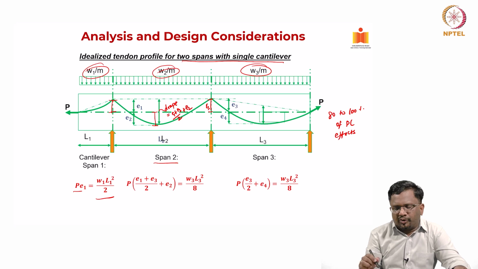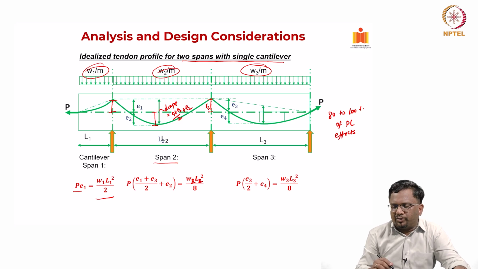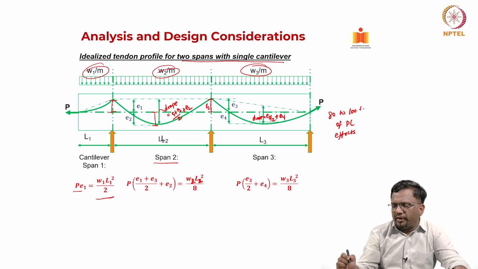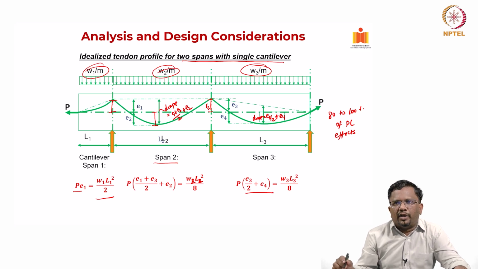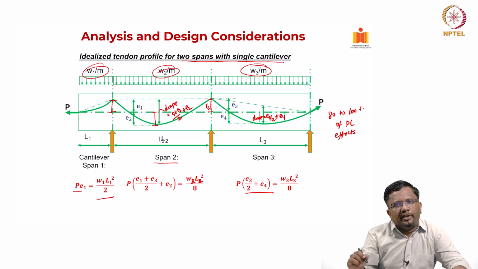That P into the drape should be equal to the total static moment that particular span is being subjected to, which in this case should be W2 into L2 square by 8 for span 2. Similarly, for span 3, the drape is going to be E3 by 2 plus E4. So this is your drape. This is equal to this. So P into drape should be equal to W3 into L3 square by 8. Okay, so this is the way that you choose.